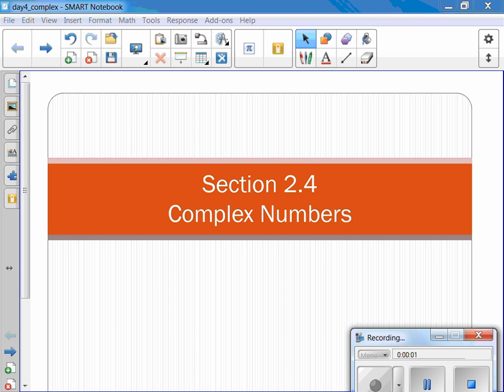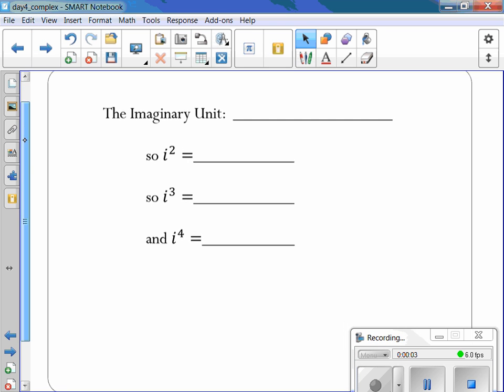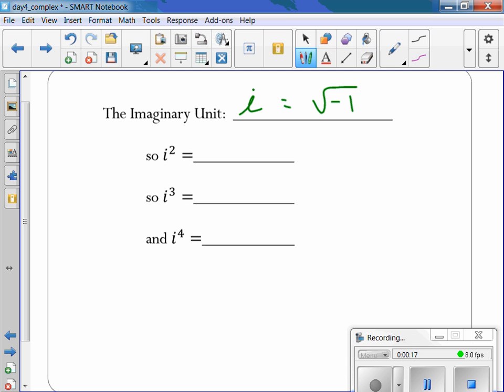Complex numbers. You guys had this in Algebra 2 pretty much at the same time last year. The imaginary number, or imaginary unit, this i, which represents the square root of a negative 1.